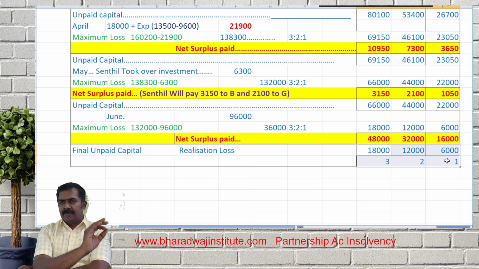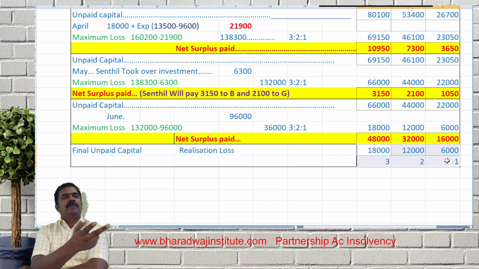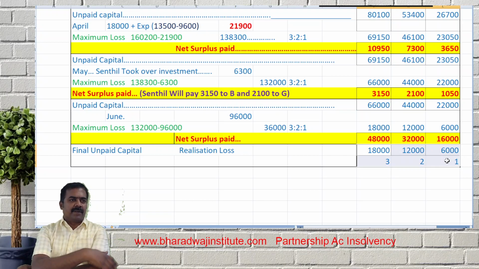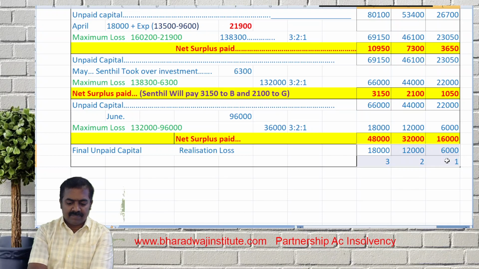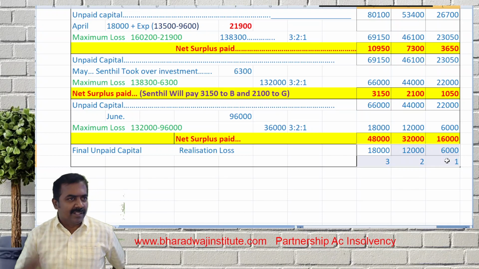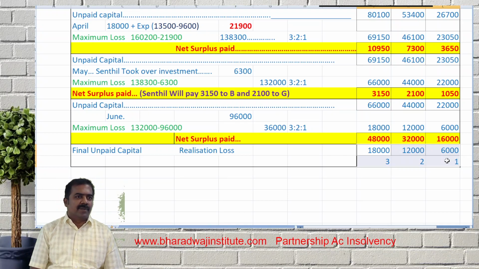The logic is understood, right? Order of distribution, any doubt? Very simple. What is maximum loss? If there is no realization beyond this, this much loss will occur. That should be borne by partners. If there is a deficit in it, the remaining partners will bear it. Pay net surplus. Continue step by step. Final unpaid loss will be equal to what? Share of loss and realization. Actually, you should not even revise this for the exam. There is no pre-written rule. It is only logical thinking and conceptual understanding that is required.